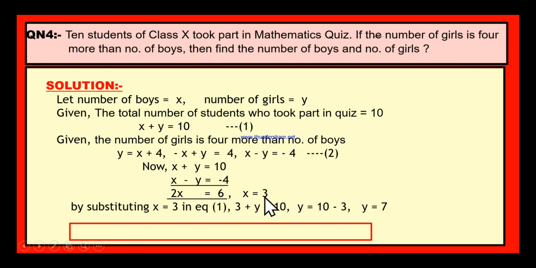What is x? x value is 3. And what is y? y value is 7. Therefore, x means the number of boys is equal to 3 and y means the number of girls is equal to 7. You see, therefore the number of boys is equal to 3 and the number of girls who participated in the quiz is equal to 7.